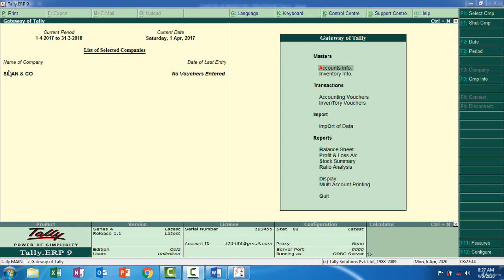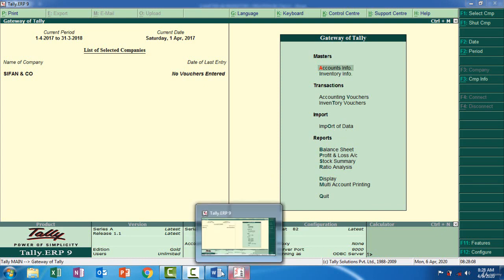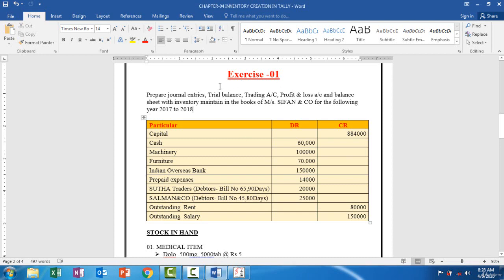I have created the Chiffon and Co company based on the question, and the current period is 1/4/2017 to 31/3/2018. The current date is Saturday 1st April 2017, and I didn't enter the vouchers. If you look at the Gateway of Tally, accounts info, inventory info, accounting vouchers, inventory vouchers and other relevant things are there. So now I'm going to go to exercise 1.